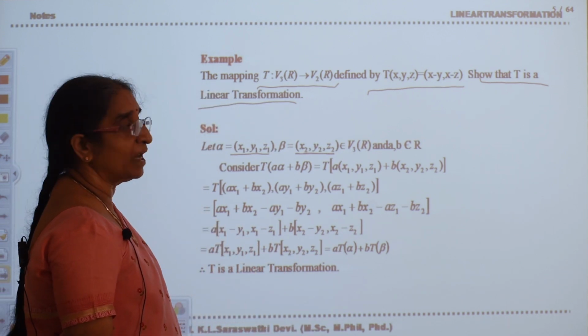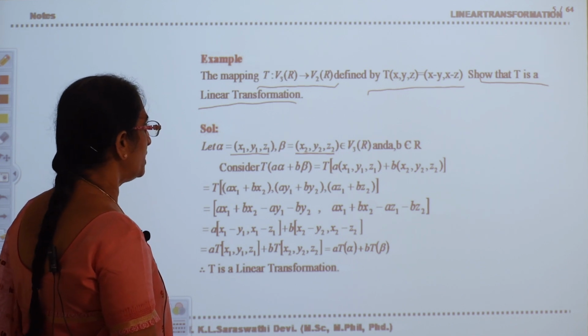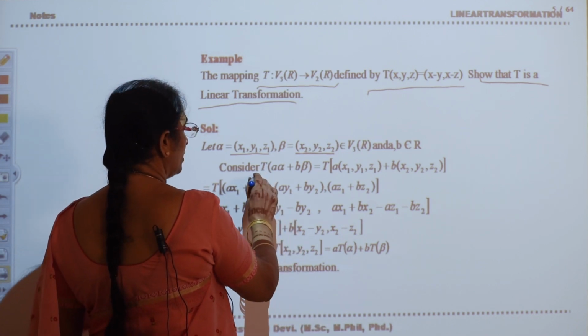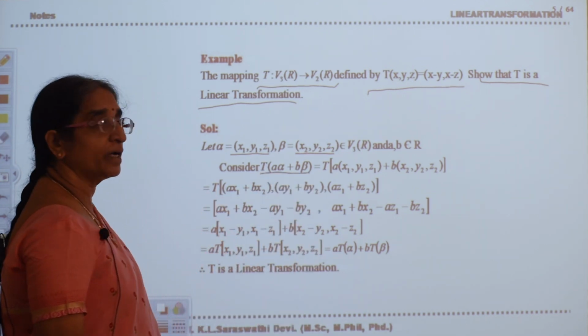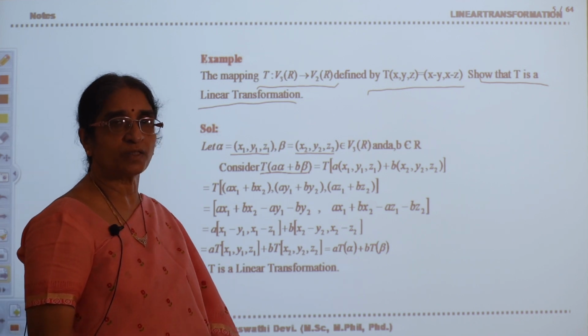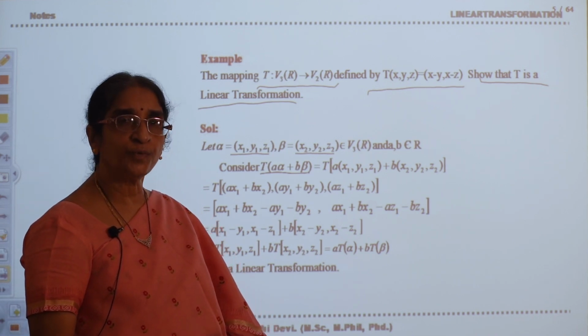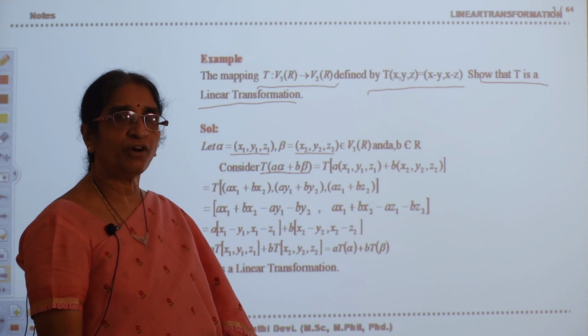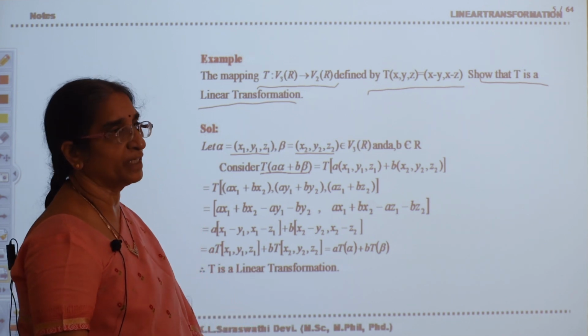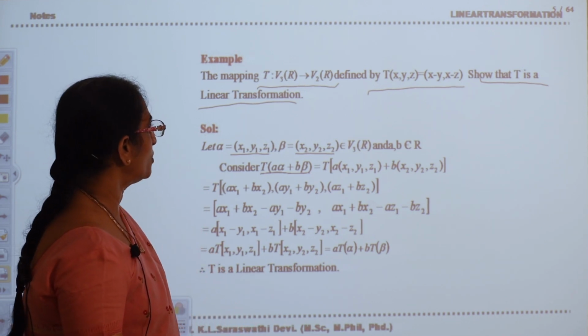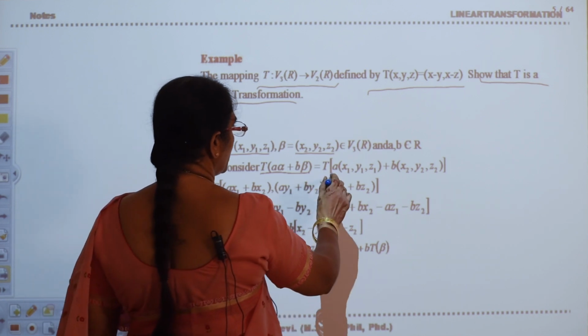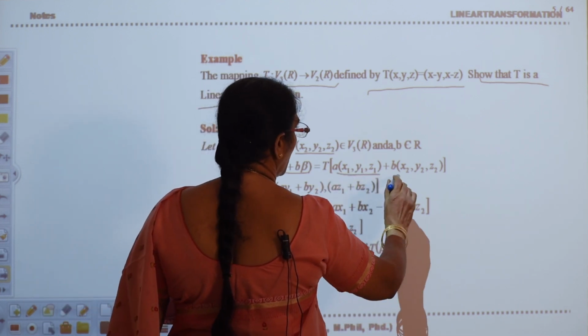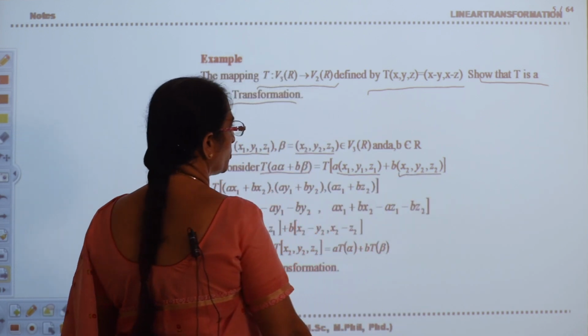Let a, b belong to R. Consider T of a alpha plus b beta. What you have to prove is a into T of alpha plus b into T of beta. That you have to prove. In order to prove that, T of a(x1, y1, z1) plus b into (x2, y2, z2).